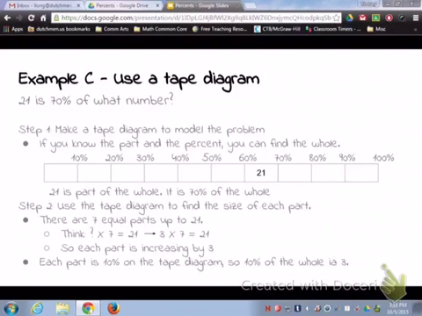Step 2, I'm going to use the tape diagram to find the size of each part. Since I know that there are 7 equal parts up to 21, I can think what number times 7 gives me 21. In this case, it would be 3. So each part is increasing by 3. Each part is 10% on the tape diagram, so 10% of the whole is 3. So I would fill that into the box here.